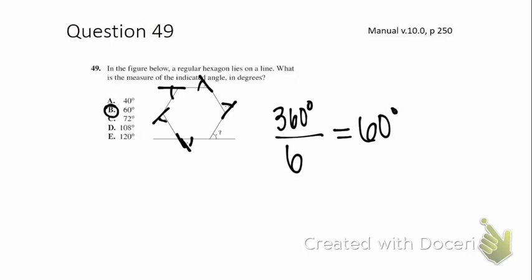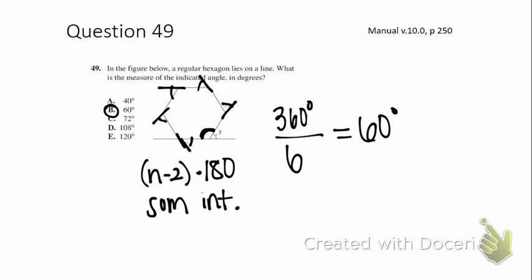If you were not sure, anytime they ask about inside angles, you're going to use that formula, n minus 2 times 180. That will give you the sum of the interior angles. You could also use that to find this exterior angle, because this is a straight line.